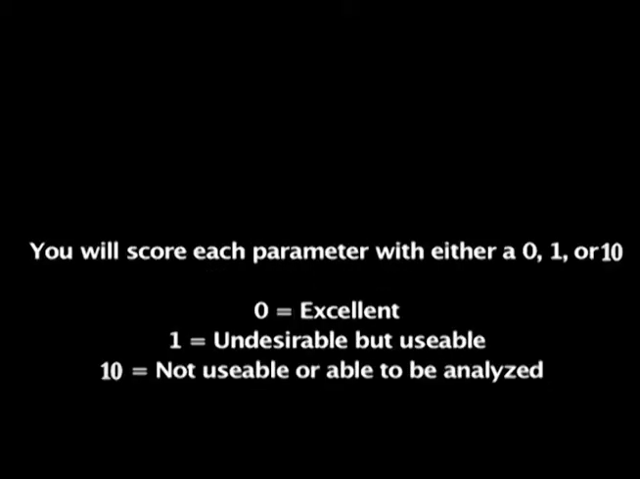We'll use 6 parameters to score videos, and they are illumination, duration, focus, content, stability, and pressure. Each video will get a score of either 0, 1, or 10, with 0 representing excellent quality, 1 being undesirable but useful, and 10 meaning the video cannot be used for later analysis.